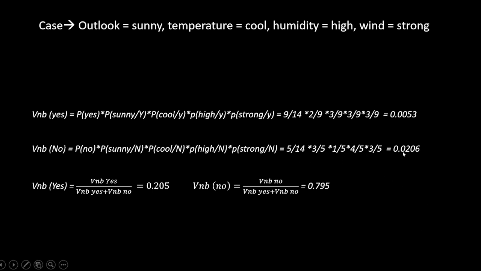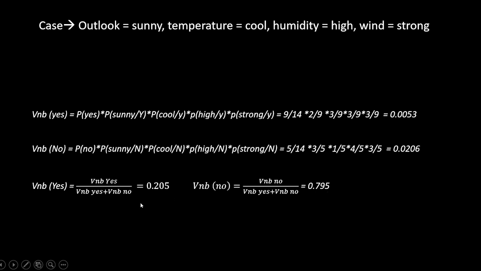After putting all these values in, you will get an answer of 0.0206. Then the probability of yes will be the value you got for yes divided by the total, yes plus no. So 0.0053 divided by 0.0053 plus 0.0206. You will get a value of 0.205. In the same way, 0.0206 on the no side divided by the same cumulative term, 0.0053 plus 0.0206, gives 0.795.